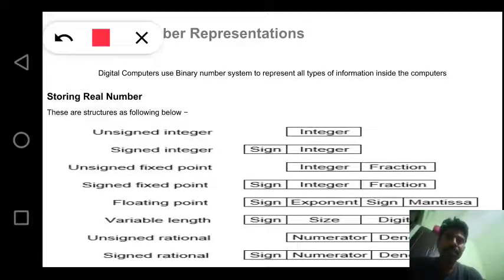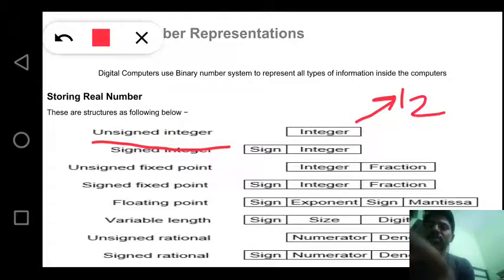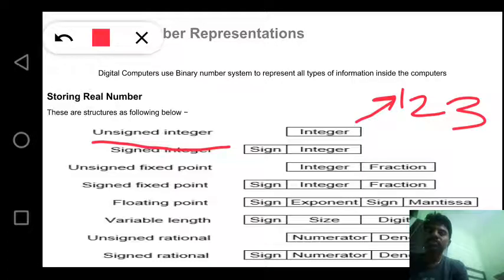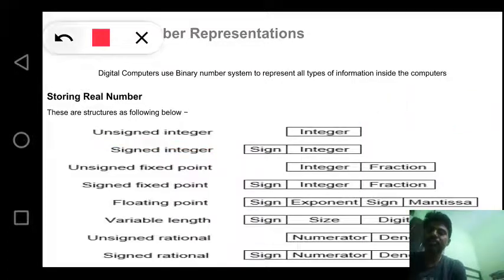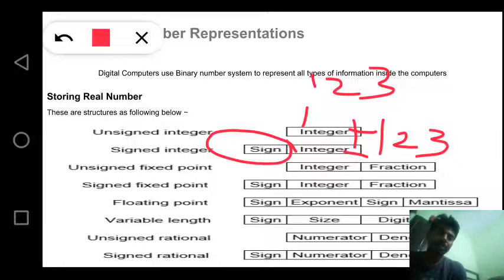Let's take real numbers. These are the structures. The first one is unsigned integer. Unsigned integer means just an integer. An example of this is 123. We don't have any sign, so it is an unsigned integer. If it is a signed integer, it is the same 123, but it can have a sign, plus or minus, because it has a sign symbol. So one is called unsigned integer, and another one is signed integer.